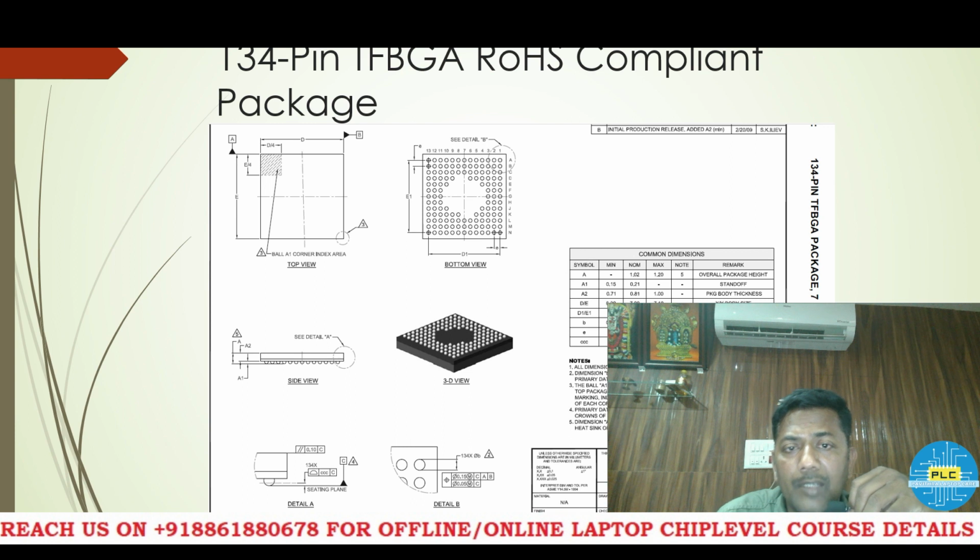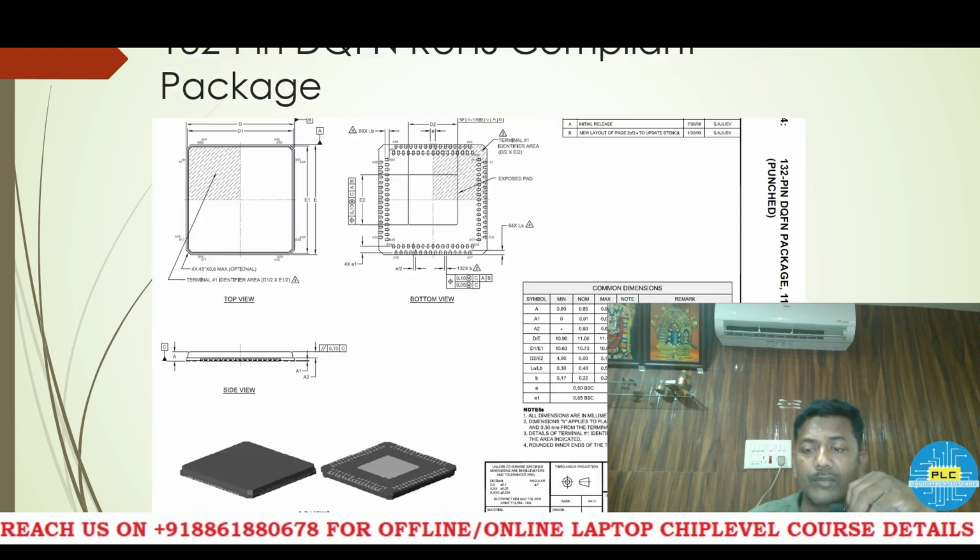Once again, I'll repeat. The rows we call E1. The columns we call D1. The thickness and other dimensions are mentioned here. See, the ball grid thickness, 134 balls, some units are there.